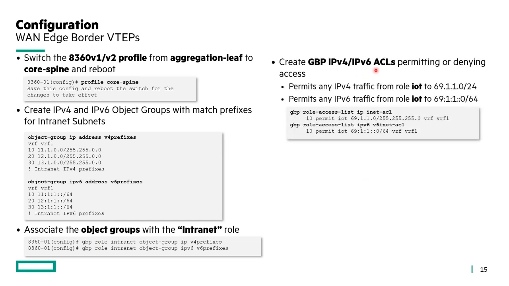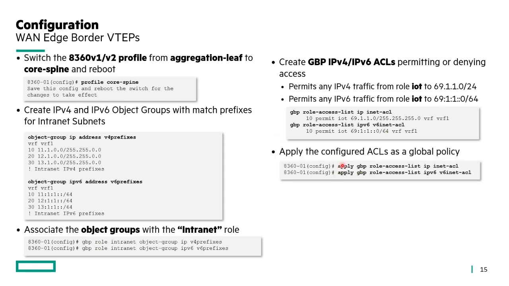And then we also create the role-based access list that permits or denies the traffic. As you can see here, we permit IPv4 traffic from the IoT role to the 69110 network, and the same with the v6 equivalent. You apply the configured ACLs as a global policy, as I mentioned, not tied to specific interfaces or VLANs. And then finally, we enable GBP.